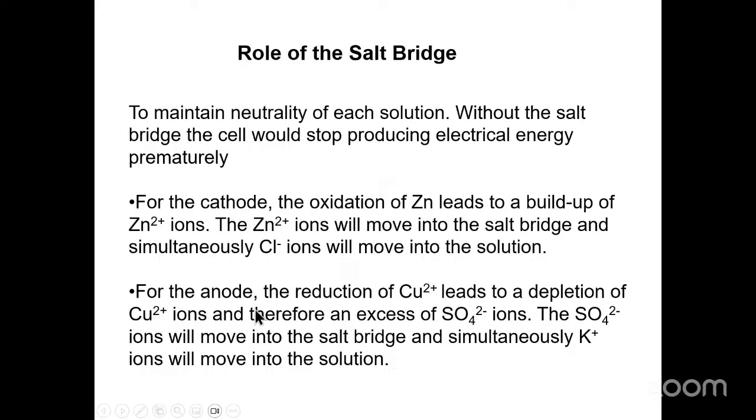In the case of the anode, because copper 2+ is being reduced to form copper, there'll be an excess of sulfate ions. The sulfate ions will make the solution more negative, and therefore in order to regain neutrality, the sulfate ions will move into the salt bridge, and simultaneously the potassium ions will move into the solution, and therefore neutrality will be maintained, and the current will basically continue, all right? So that's basically the role of the salt bridge in this setup.